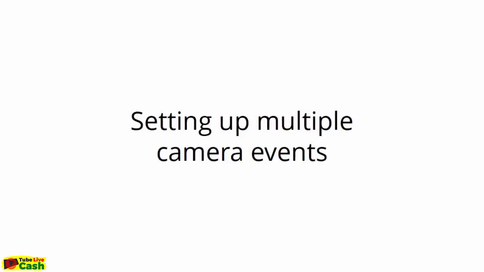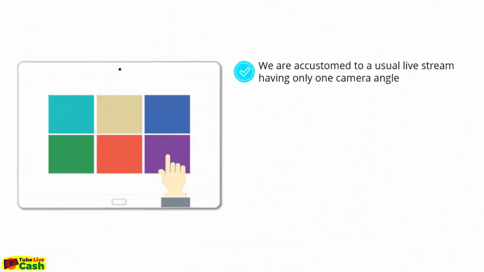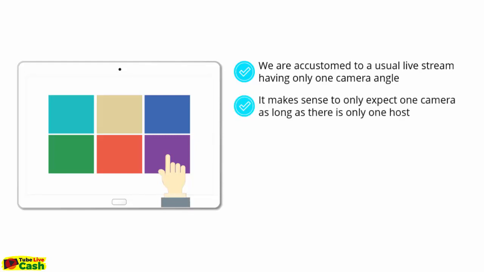Setting up multiple camera events. We are accustomed to a usual live stream having only one camera angle, and in fact, that is what we always expect them to be like. From the viewer's standpoint, it makes sense to only expect one camera as long as there is only one host, and even when more than one host is present, viewers expect to see them all cramped into one space, interacting.